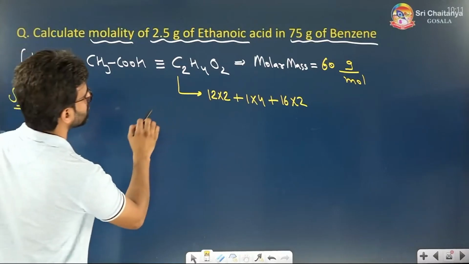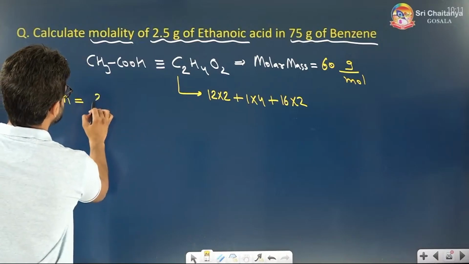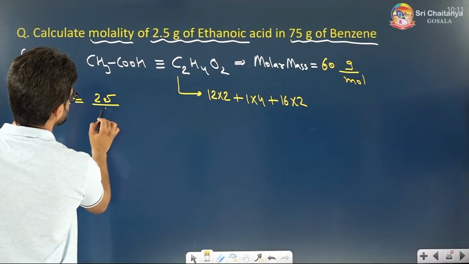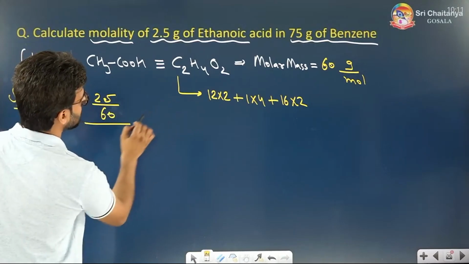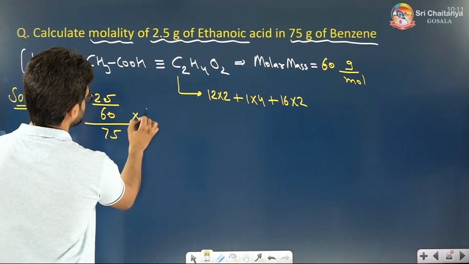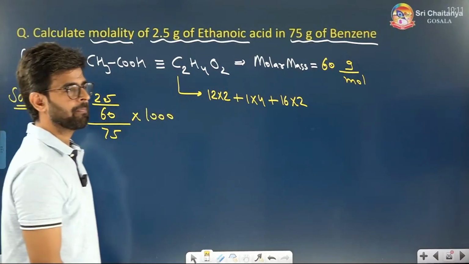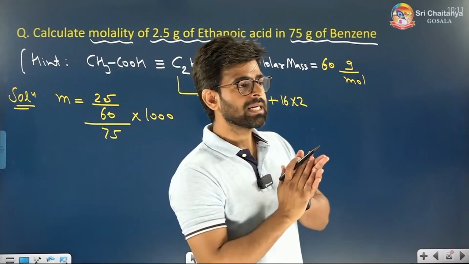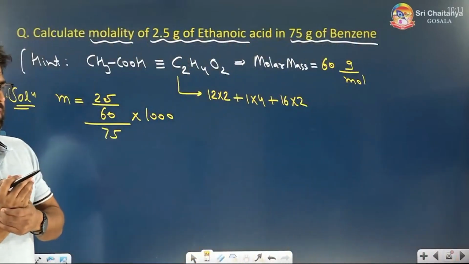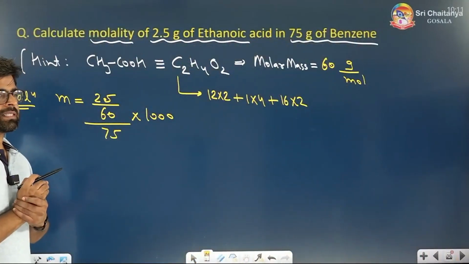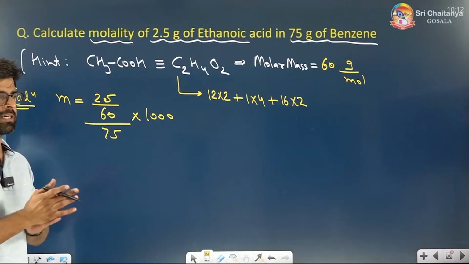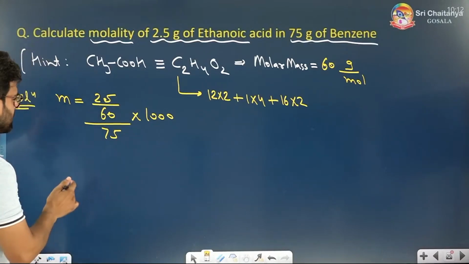Molality, how many number of moles? 2.5 gram divided by 60, the moles divided by how much solvent? 75 gram solvent, make it kg by using 1000, right? So what answer is coming? Fast. Dikshita is saying 125 by 3, 0.5. Please check carefully, right?